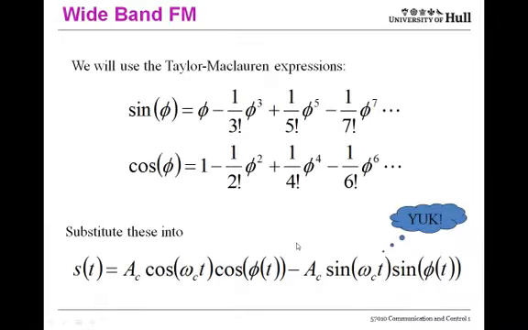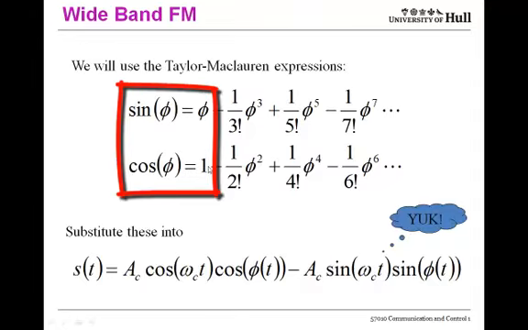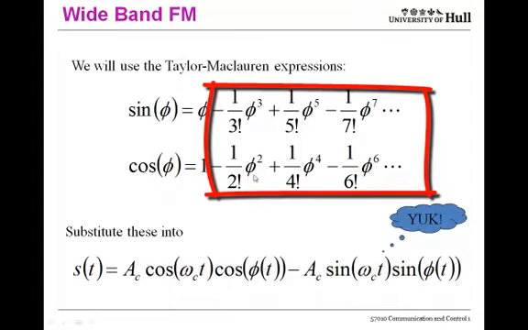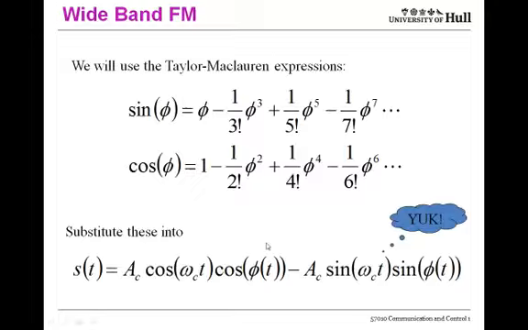We're going to use the Taylor-Maclaurin expansions again. Remember previously we cut off our Taylor-Maclaurin expansions at just the first term, so 1 for cos and phi for sine. Now we're no longer going to be able to assume that our phase phi is small, which means these later terms are going to be larger, which means we're going to have to use more of them. This means it's going to be pretty messy.